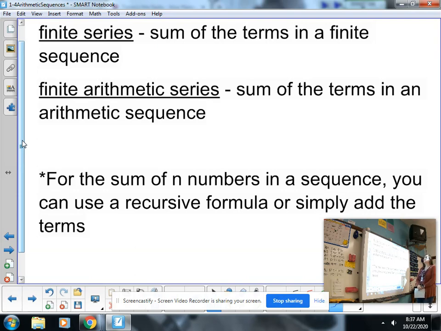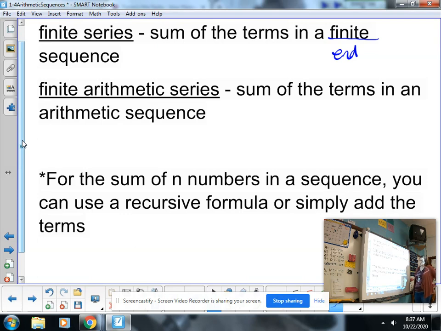A series is going to be the sum of your terms in some finite sequence. Finite means that it is going to end at some point. You will have a set number of terms in the sequence. It's not something that's going to continue on forever. This is typically going to either tell you how many terms are in the sequence, or have you find how many terms there are, because it's going to give you the first and the last terms. So we have a finite series, and then specifically a finite arithmetic series.